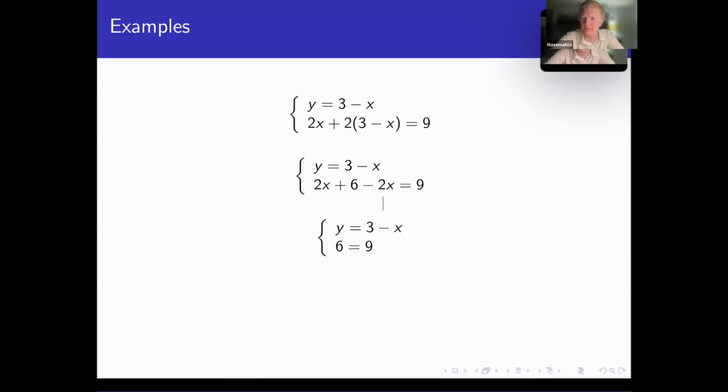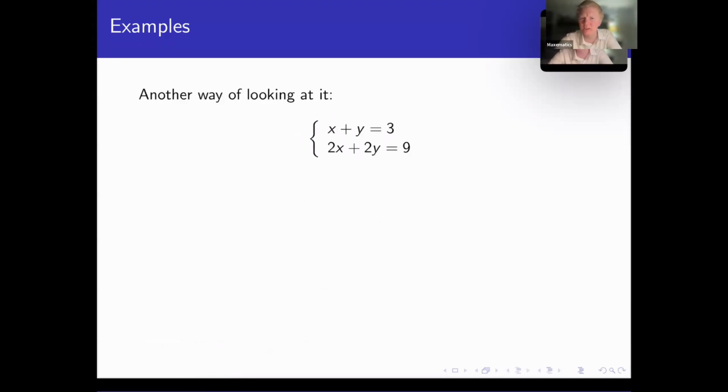2x minus 2x goes away. So we're left with the equation that 6 equals 9. But 6 doesn't equal 9. So what did we do wrong? Well, actually nothing. So what we got is an inconsistent system. We got to a statement that was never true. So if we get one statement that is never true, that means the entire system is impossible to solve. So there is no solution to this system.